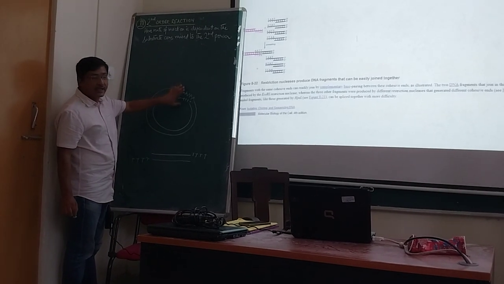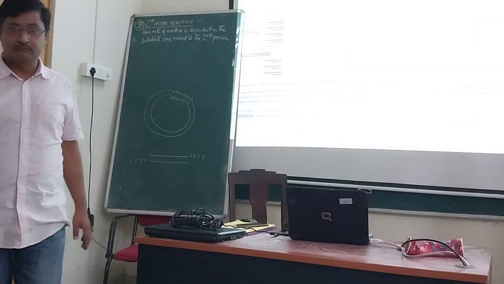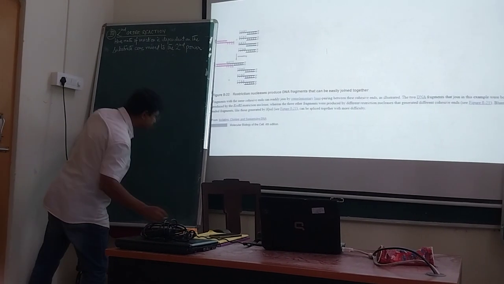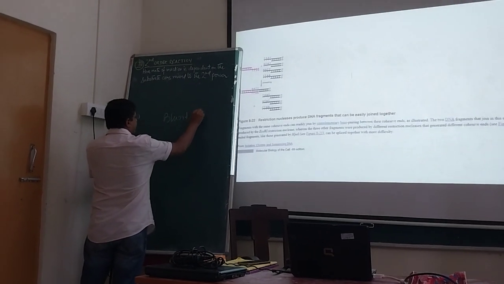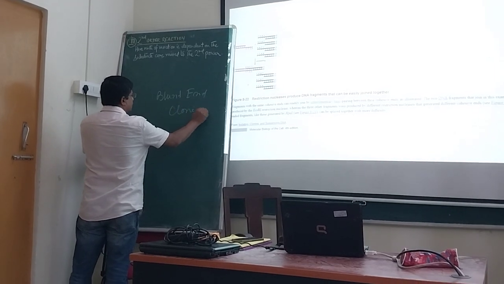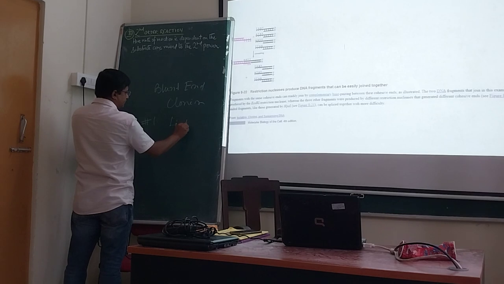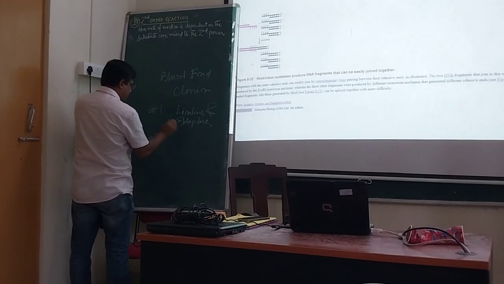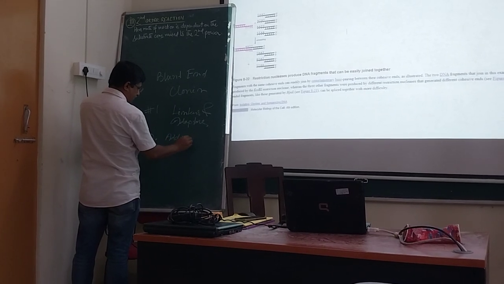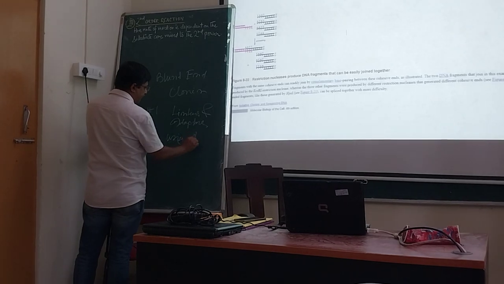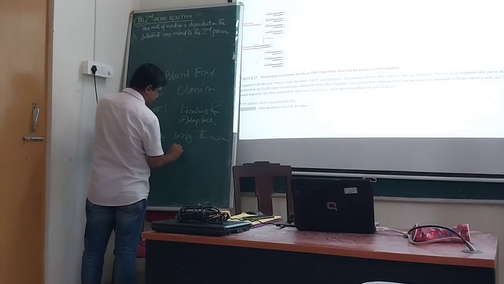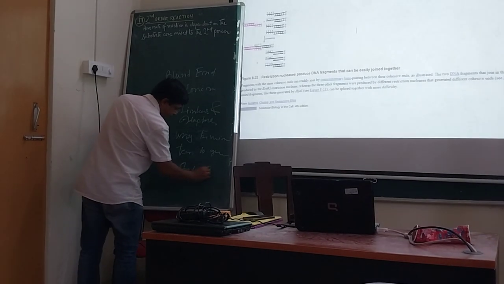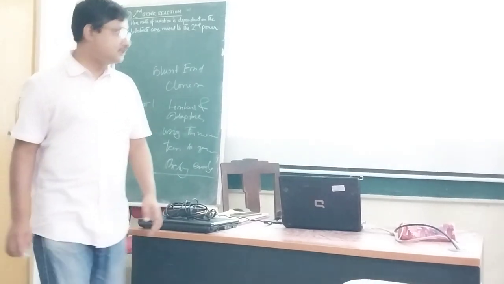This sequence. Like this, you can do plasmid cloning. How do you perform plasmid cloning? One option is your linkers and adapters. Number two is adding, using terminal transferase, to generate sticky ends.